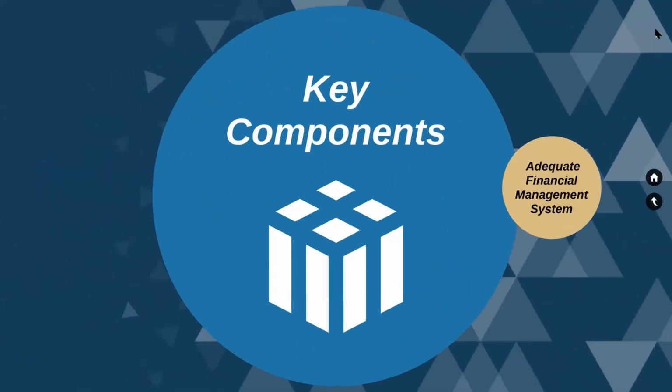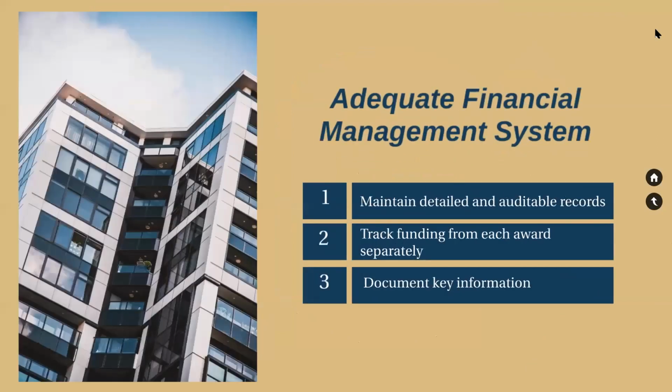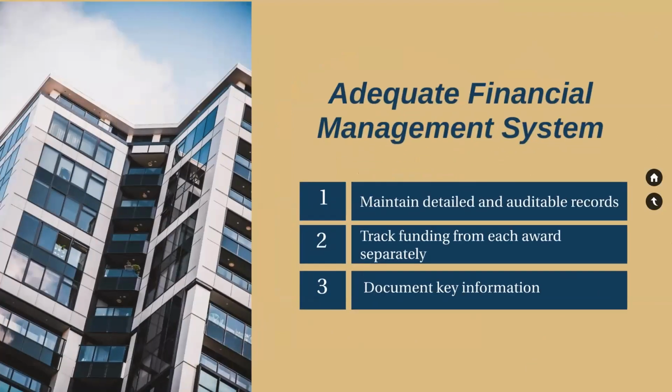First, let's highlight the key components that make up an adequate financial management system. To be an adequate financial management system, it must be able to do the following. First, it must maintain detailed and auditable accounting records. Second, it must track funding from each award separately from other awards and other funding sources. And third, it must accurately account for funds awarded.